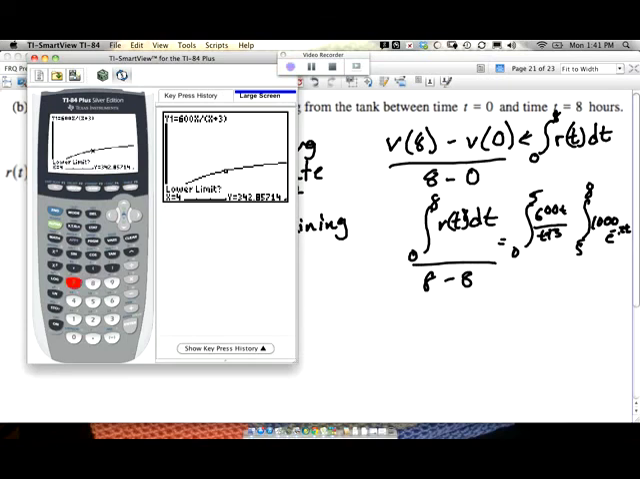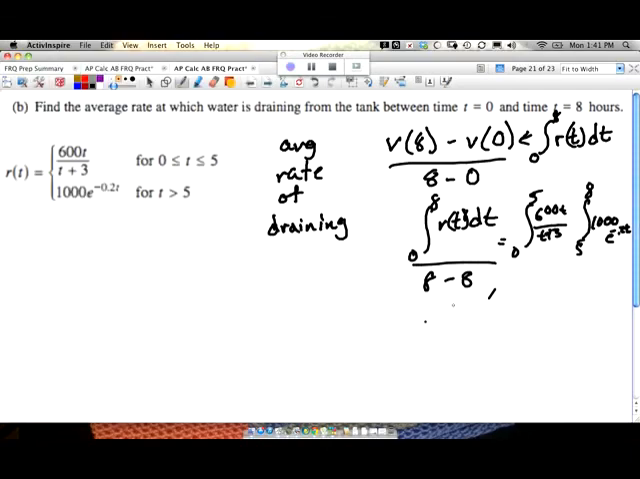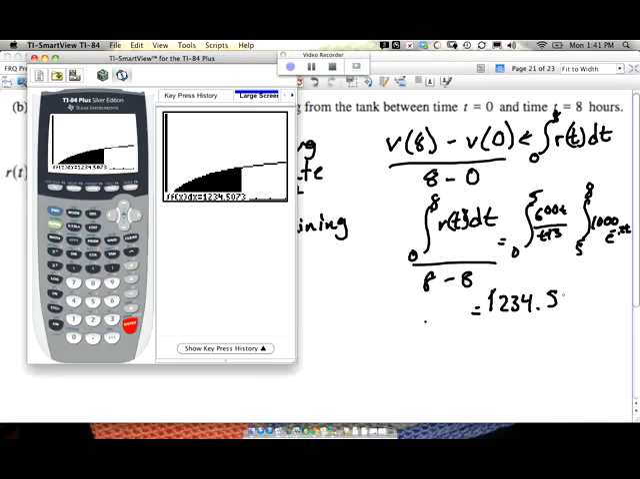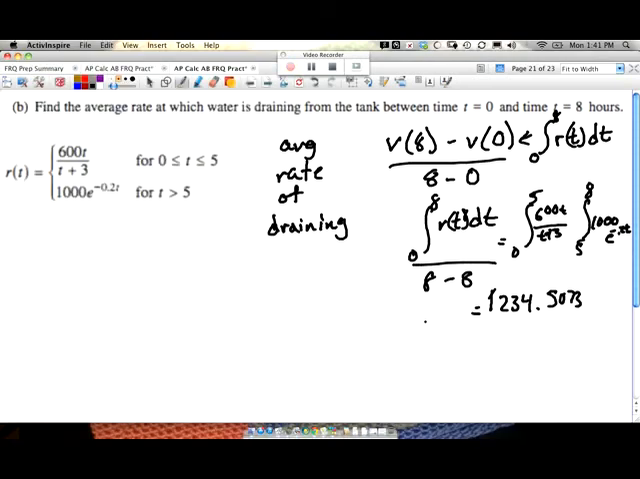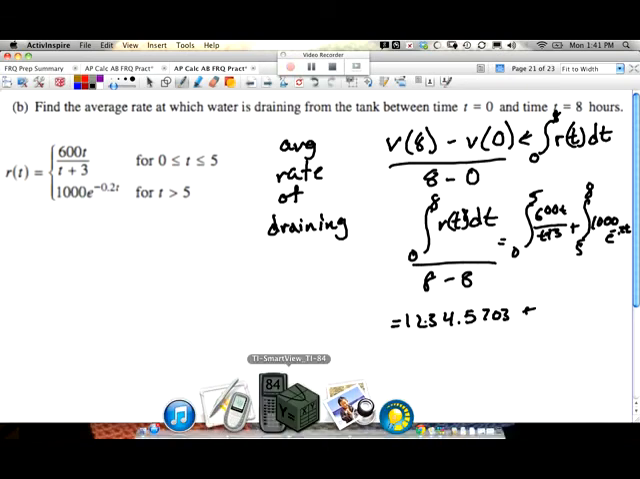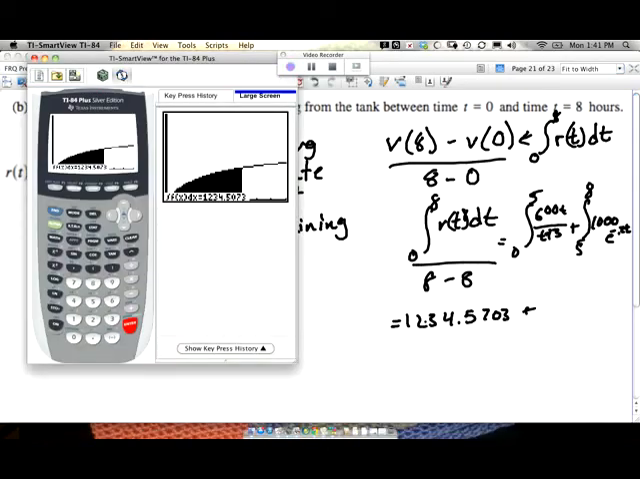Second, calculate the area from 0 to 5. And that gives us 4.5703. I'm going to need to use some more space here, which equals 4.5703 plus, now I got to do the other integral. Hopefully it's not too big.